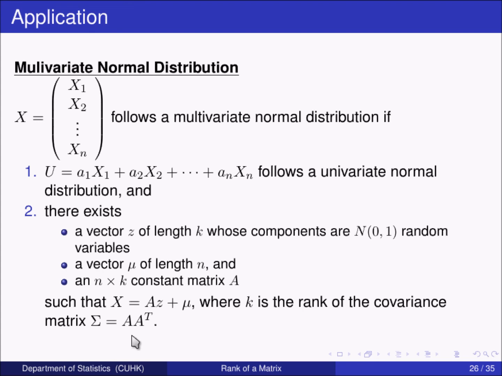Multivariate normal distribution is an advanced topic in statistics. The purpose of this slide is to illustrate the importance of rank of a matrix in statistics, so it is okay if you didn't understand anything of what I've just said.